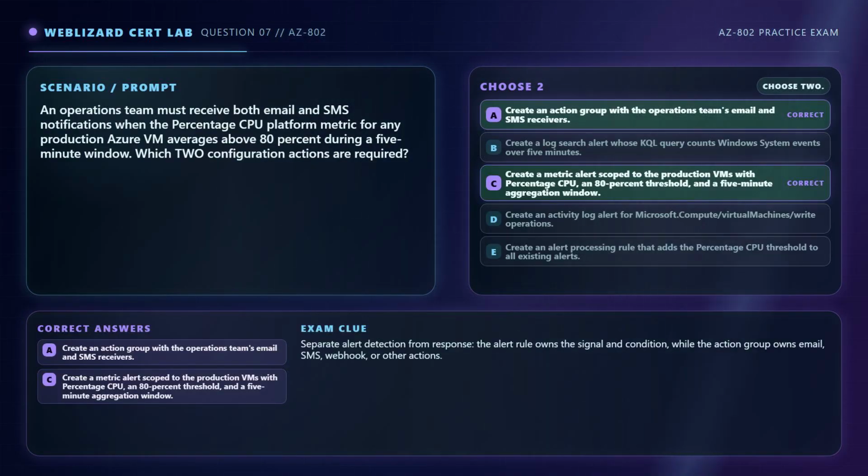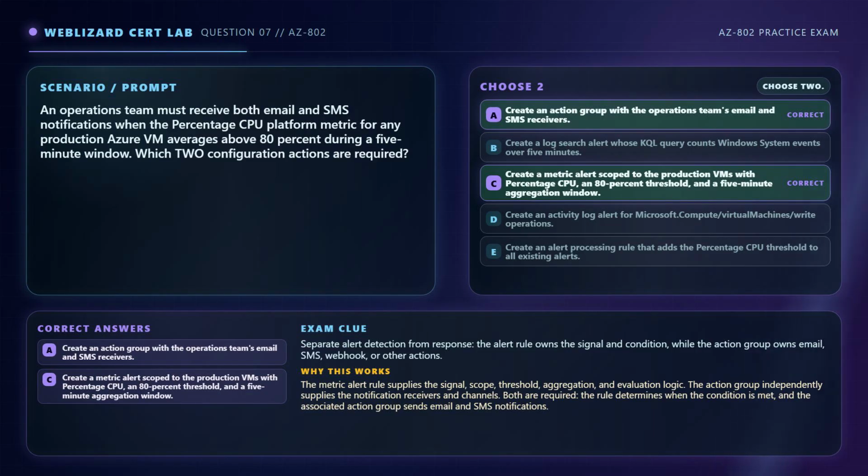The correct answers are A and C. Option A. Create an action group with the operations team's email and SMS receivers. Option C. Create a metric alert scoped to the production VMs with percentage CPU, an 80% threshold, and a 5-minute aggregation window. The metric alert rule supplies the signal, scope, threshold, aggregation, and evaluation logic. The action group independently supplies the notification receivers and channels.